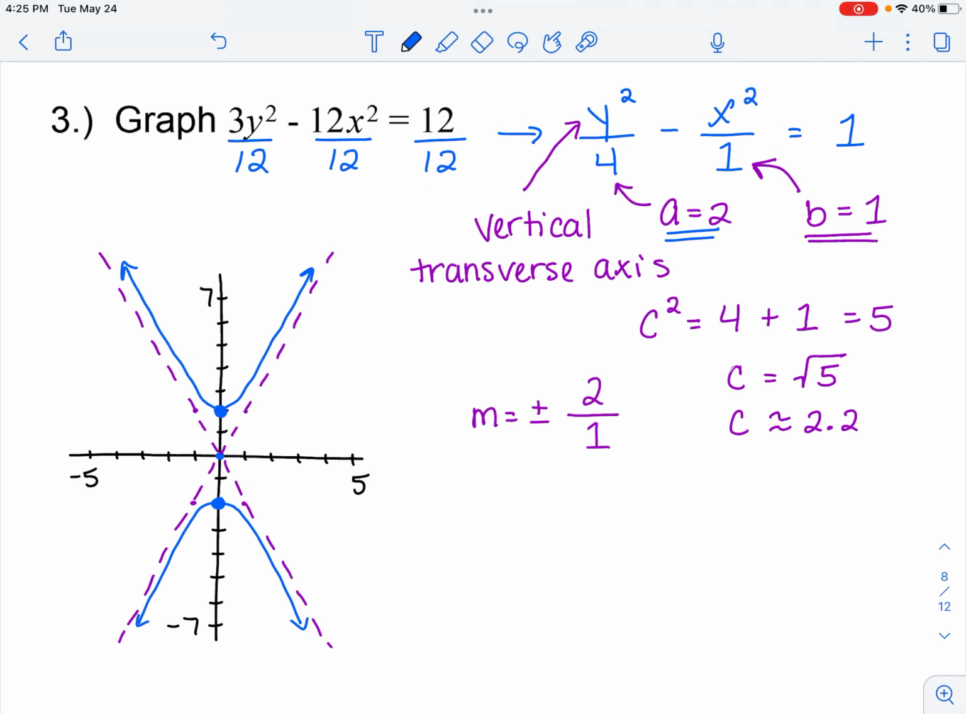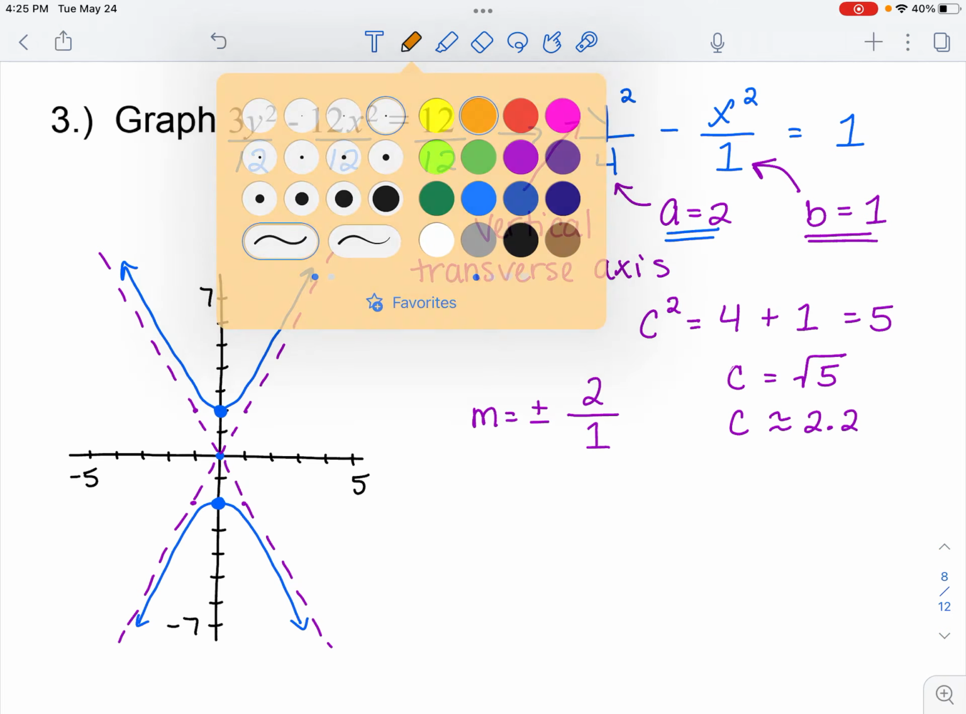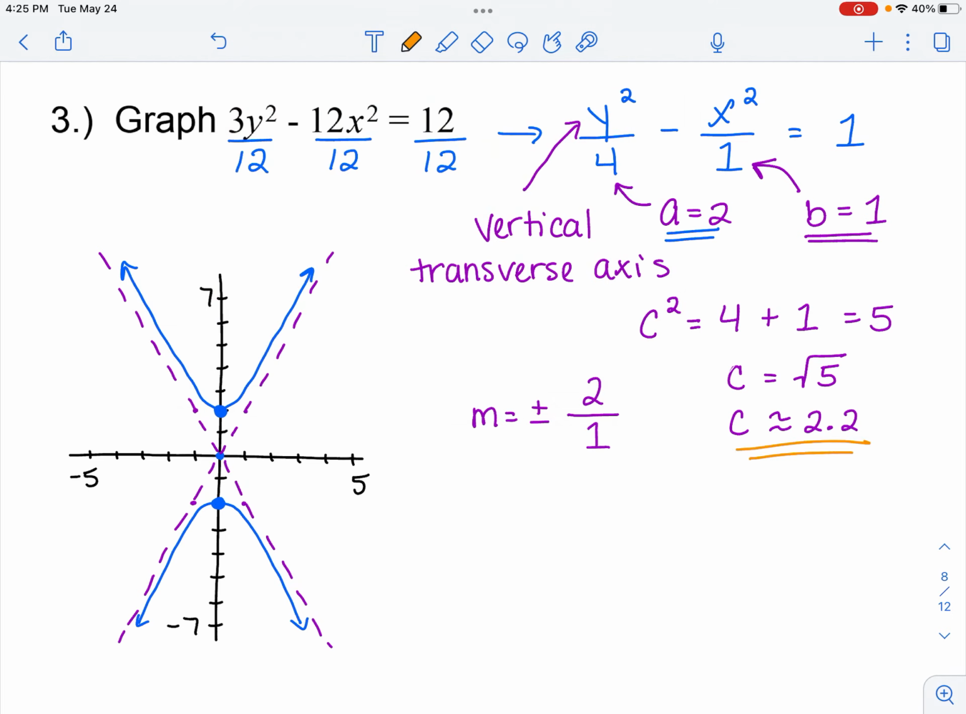Okay. The only thing missing now are my focus points. My focus points are 2.2 units from the center. So 2.2 is right there, and 2.2 is right there.